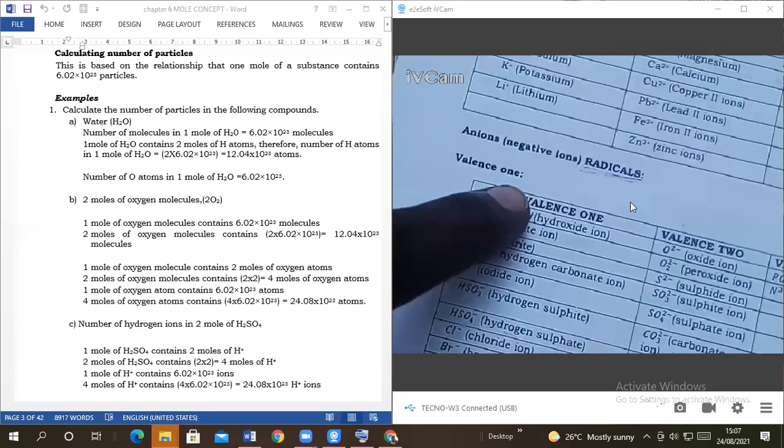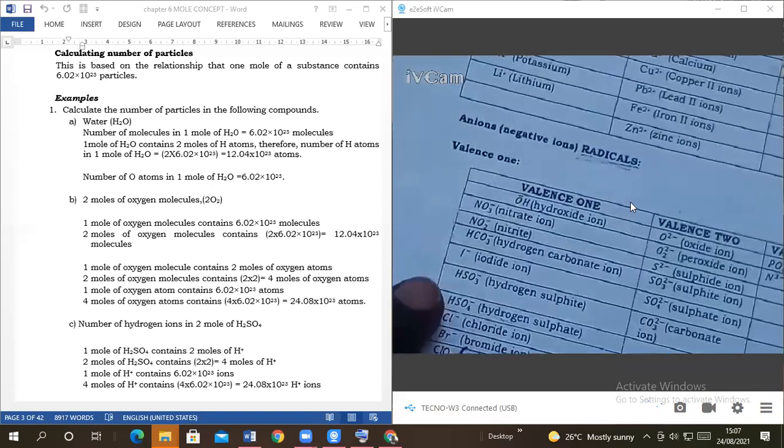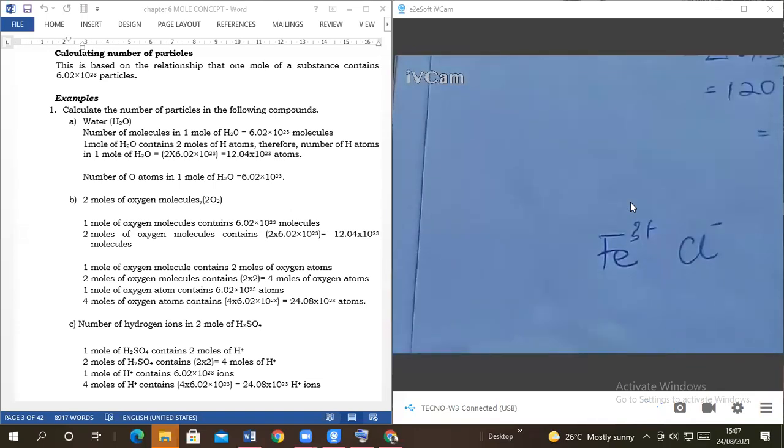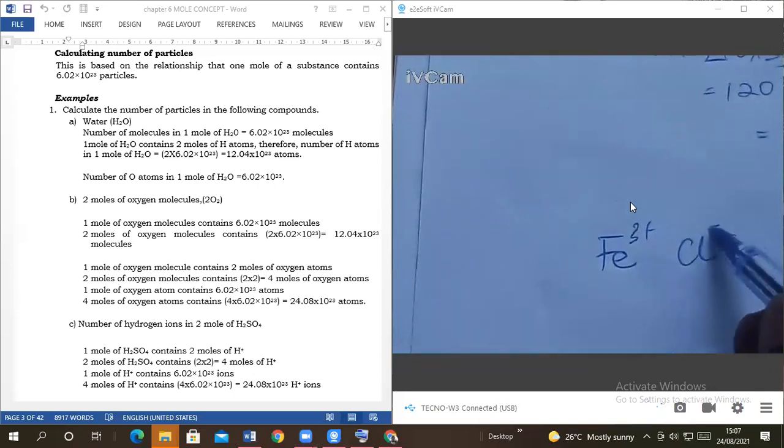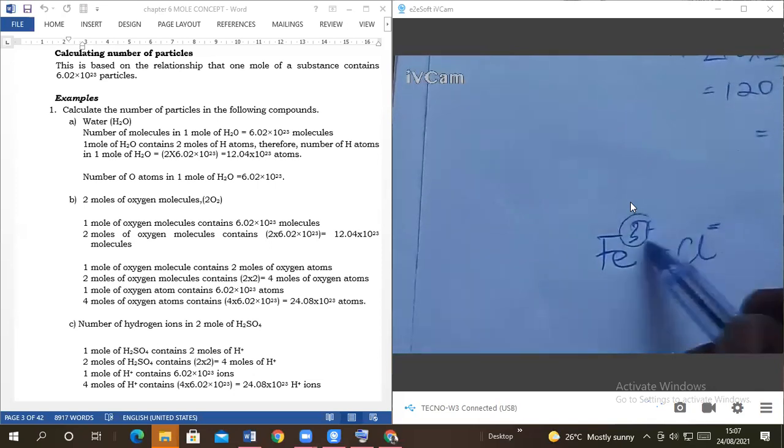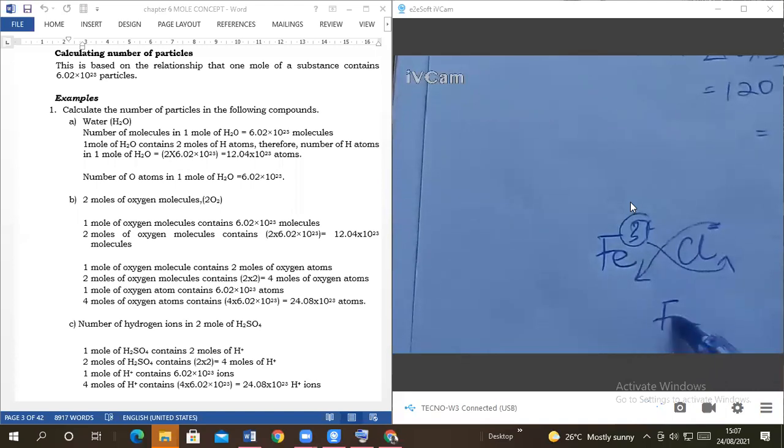You see that? So a chloride has valence 1, meaning the 3 is going to be taken by what? The chloride. This one is going to take the 1. So the formula becomes iron Fe1. You can't write 1, just leave it like that. Then you put Cl and then the 3.